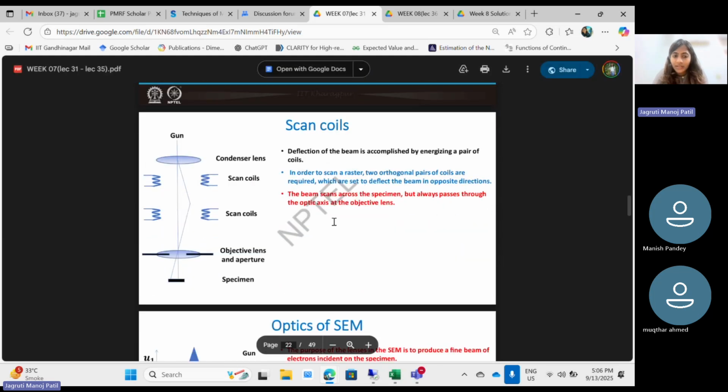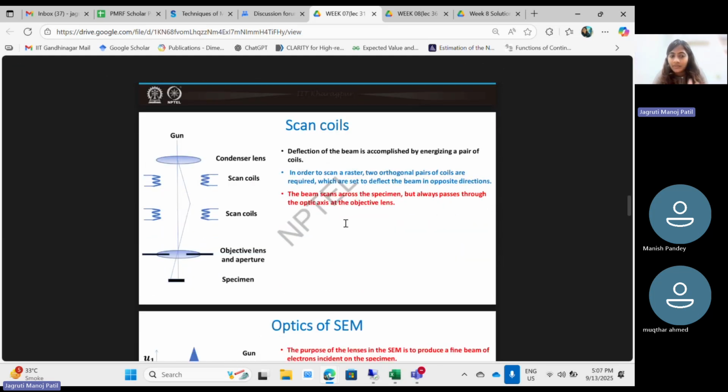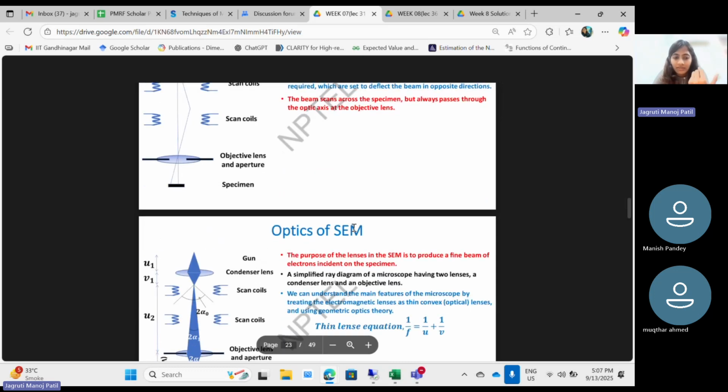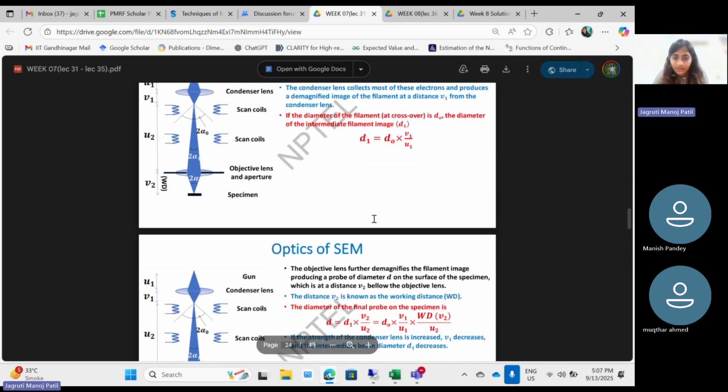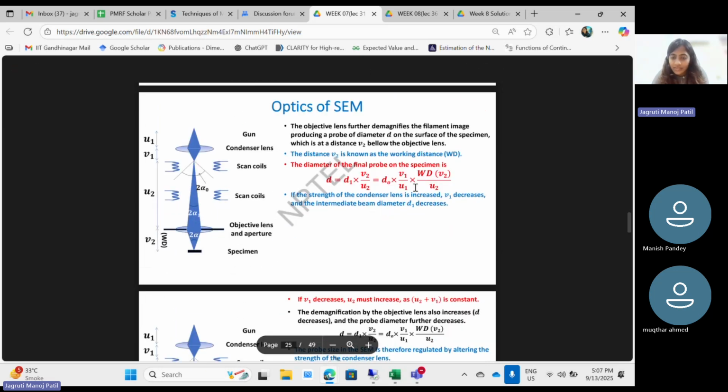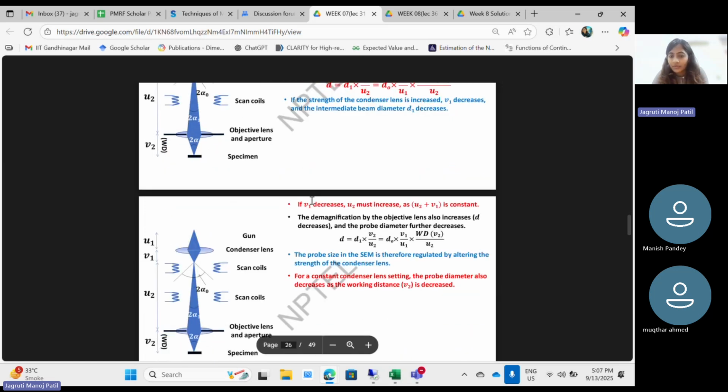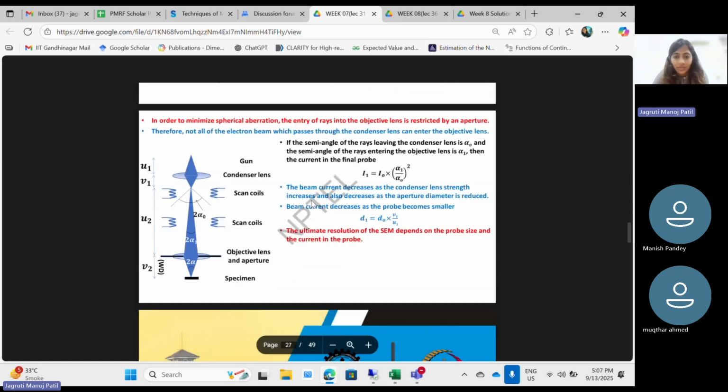Again, what's the actual use of scanning coils? Well, it helps us to focus that beam of electrons from the gun to the specimen, eventually from the objective lens. So this we have been looking at since our first week. Based on this, we solved an example last time. So if you have clarity of these concepts, then you can solve such questions. If not, then you'll be like, oh, this many questions. Again, this also is based on the concept.